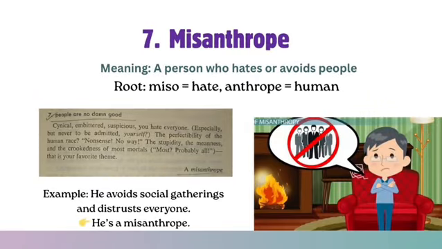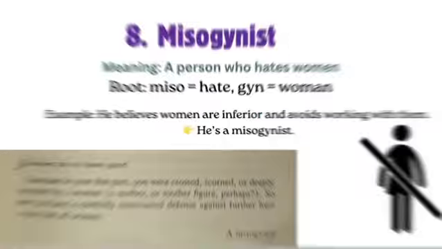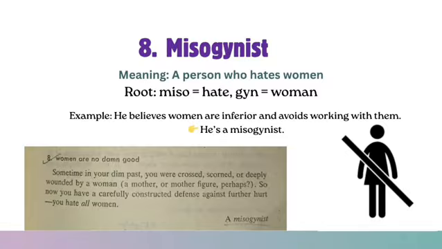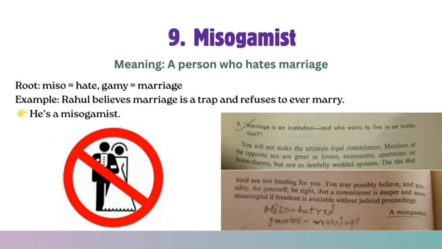Next, we have misanthrope. A misanthrope is a person who generally dislikes or distrusts people. For example, someone who avoids social interaction because they believe people are selfish or dishonest. ये उनका opinion है लोगों को लेके. That's why they have hatred towards people. Next, we have misogynist. A misogynist is a person who dislikes, looks down upon, or has prejudice against women. Example, someone who believes women are less capable than men simply because they are women. Next, we have misogamist. A misogamist is a person who dislikes or opposes marriage. Example, someone who believes marriage is unnecessary and chooses not to marry.